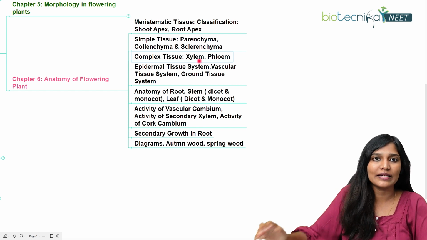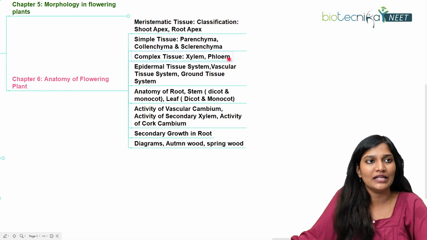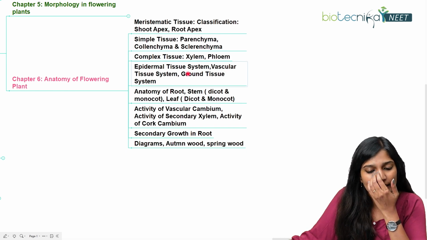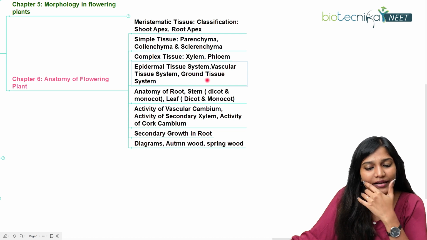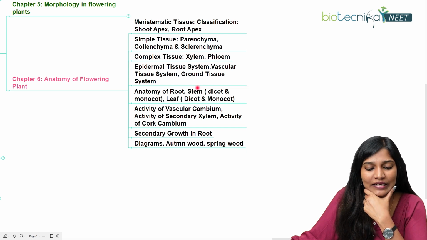In xylem you have to study tracheids and vessels. And in phloem you will be studying sieve tubes and companion cells very specifically. And all the ground tissues you need to study. Epidermal tissues, vascular tissues, and ground tissues you need to study. Ground tissues are nothing but parenchyma, collenchyma, and sclerenchyma only.